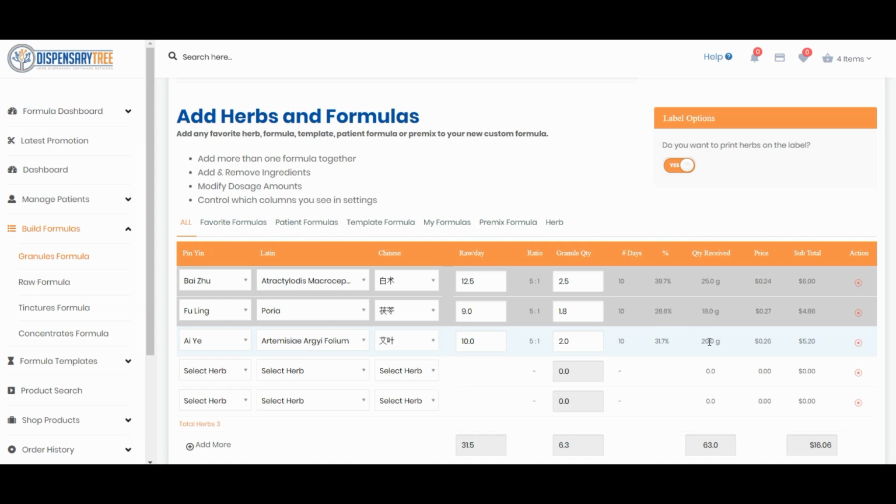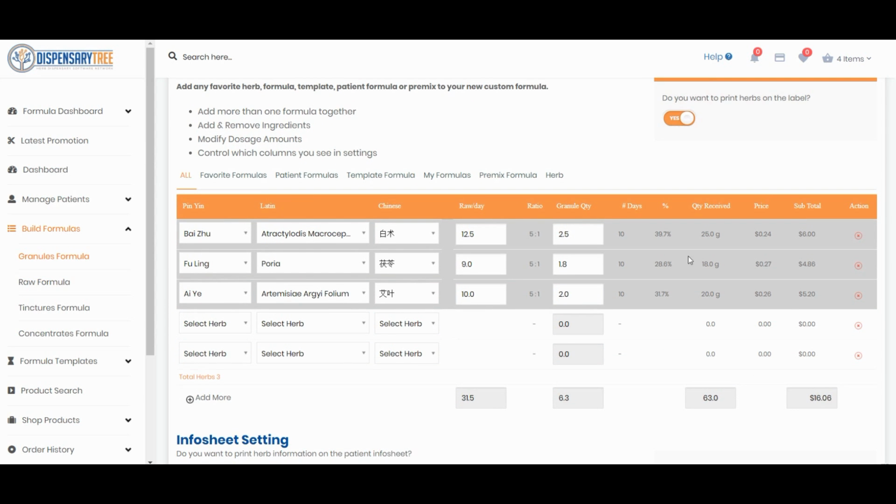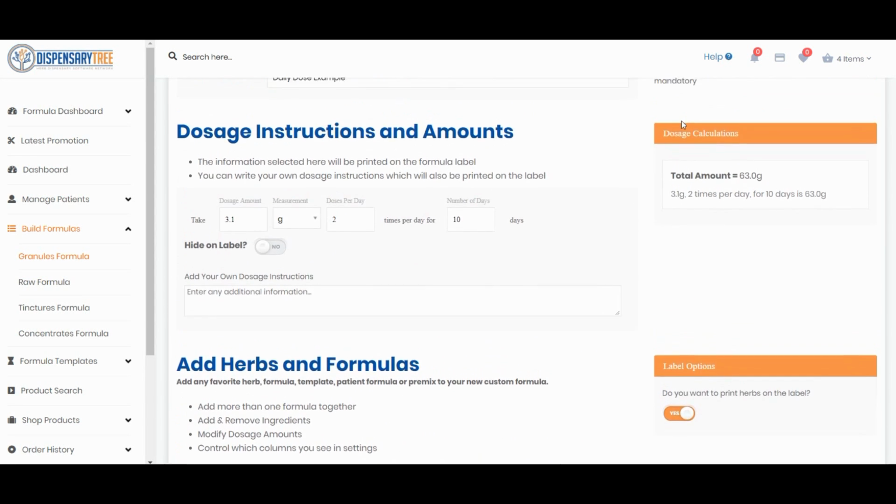It's going to add up the quantity received for all the herbs in the formula, and it comes out to 63 grams. And if you see up here, what it's doing is 3.1 grams 2 times per day for 10 days is 63 grams. So it just does all the math for you. And you may want the person to take 3 doses a day. So it continues to do the math for you. If you change it to 15 days, it won't change the dosage amount. You'll just get more formula.